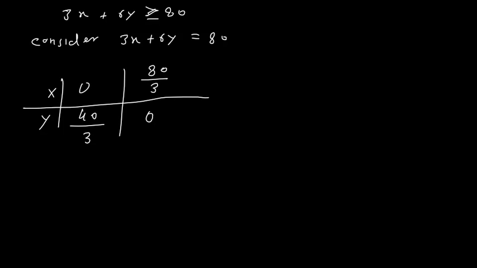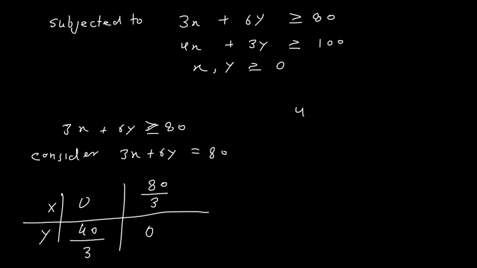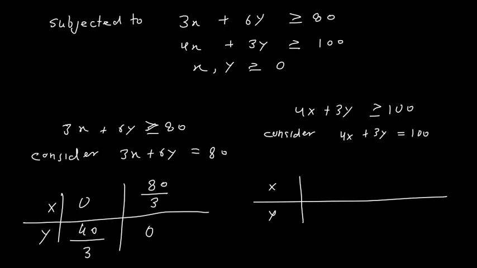Now the second inequation I have is 4x plus 3y greater than or equal to 100. So for this we consider equation 4x plus 3y is equals to 100, and here also we find the value of x and y. So when we take x 0, we get 3y is 100, that is y is equals to 100 upon 3. When I take y 0, x is 100 upon 4.